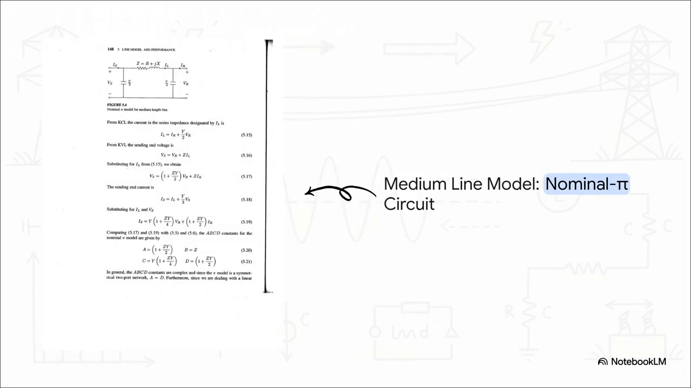Now, as we scale up to medium lines, between 80 and 250 kilometers, we cross a bit of a threshold. The line is now long enough that we absolutely cannot ignore that shunt capacitance anymore, because the line charging currents are getting significant. But we still don't need the full distributed wave model. Instead, we use the nominal-pi circuit. We take the line's total series impedance, lump it right in the center, and then split its total shunt capacitance into two equal halves. We anchor one half at the sending end and the other at the receiving end. This creates a shape just like the Greek letter pi, and this is the absolute workhorse model for most of your real-world sub-transmission studies.